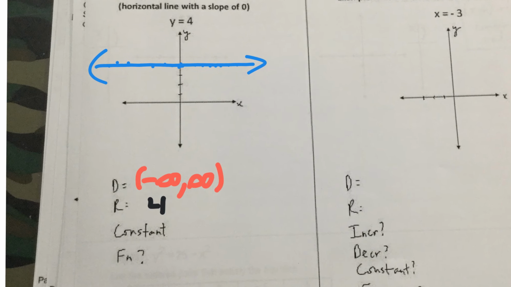Next, where's the graph constant? Well, it's always constant. If I walk from left to right, it's staying the same. It's not increasing or decreasing. So this graph is constant from negative infinity to positive infinity. And then lastly, is this a function? Well, does it pass the vertical line test? Yes, it does. So this would be a function.